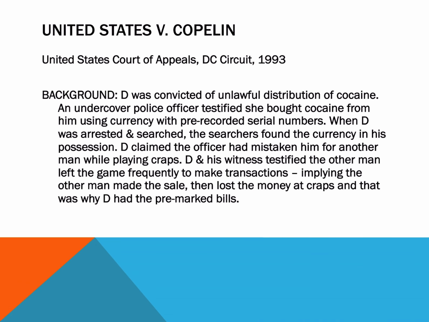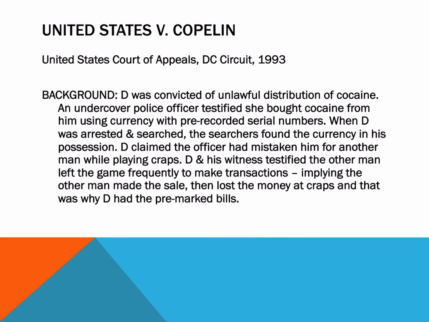The next case we covered is United States v. Copeland. This is a United States Court of Appeals case from the D.C. Circuit in 1993. As background, the defendant was convicted of unlawful distribution of cocaine. An undercover police officer testified that she had bought cocaine from the defendant using currency with pre-recorded serial numbers. When the defendant was arrested and searched, he was found with that currency in his possession.